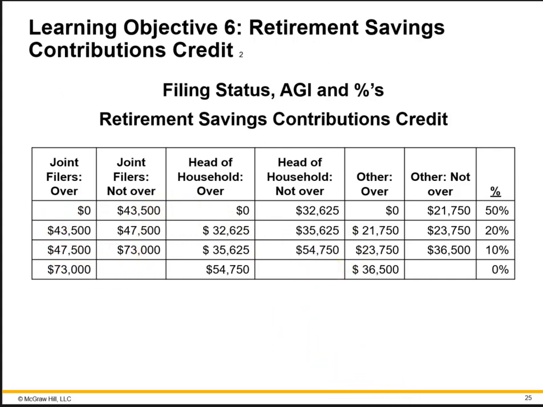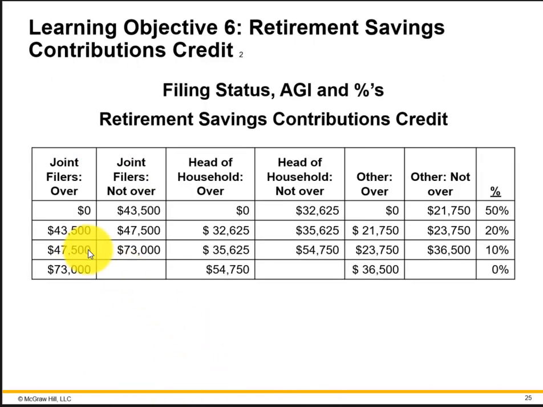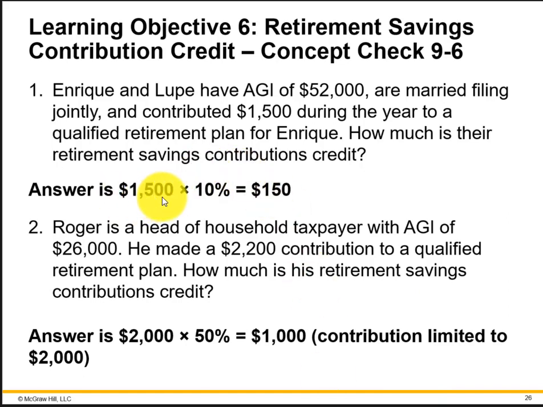Okay, so some examples. Enrique and Lupe have an AGI of $52,000, married filing jointly, and contribute $1,500. How much is their retirement credit? As you look at this, they're at 52, so they're in this line right here between 47 and 73. So they get 10% of the $1,500 they put in as a credit. That would offset their tax liability.